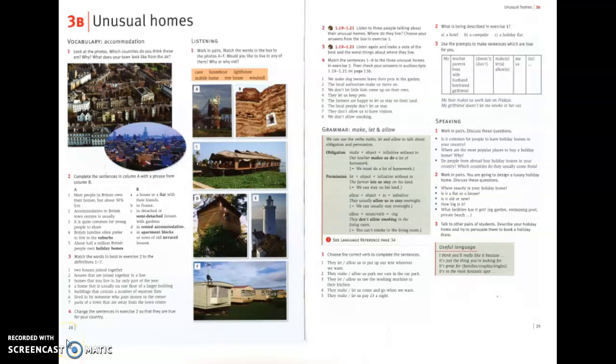This screencast is to support this lesson on the topic of unusual homes, and the target language is make, let and allow. So we start off with some vocabulary, then there's a listening and the grammar focus with some practice. It's from Stfwd Intermediate by P. Kerr, K-E-R-R, and C. Jones.